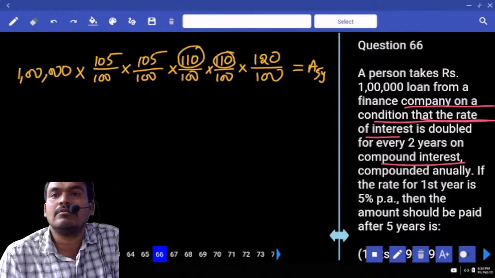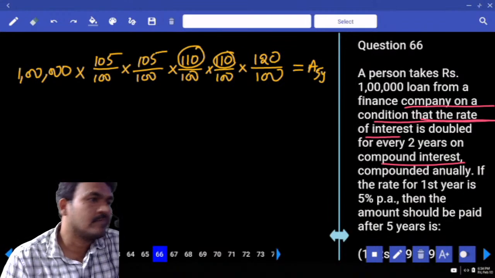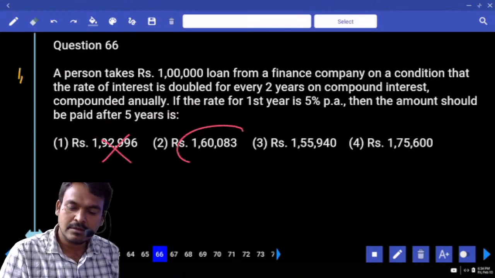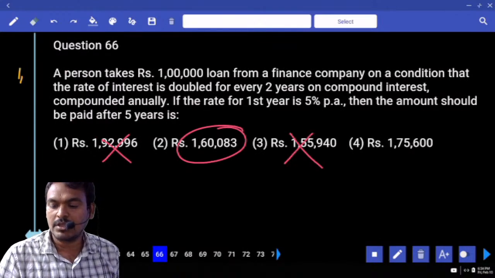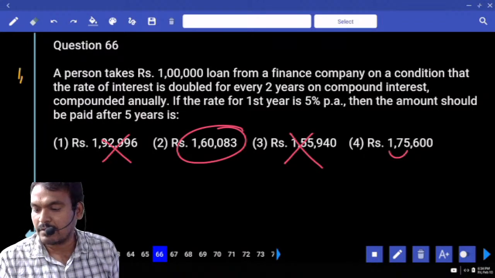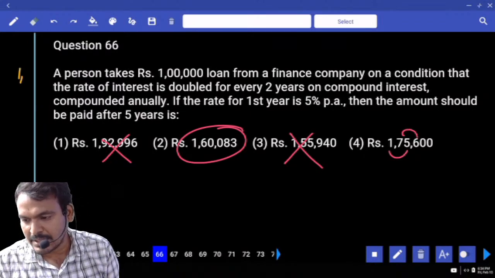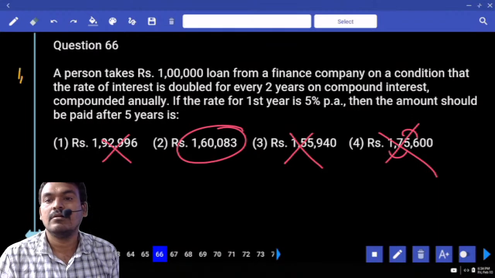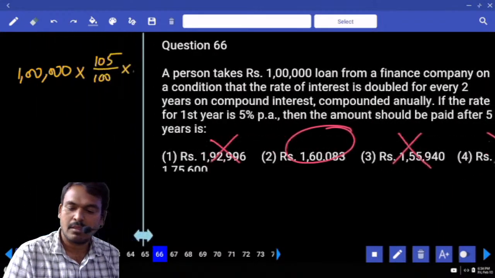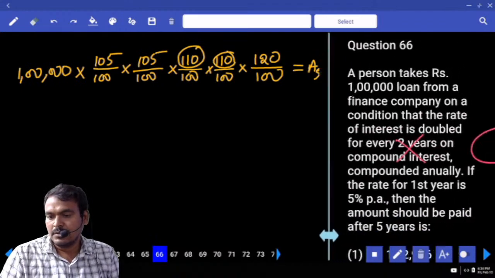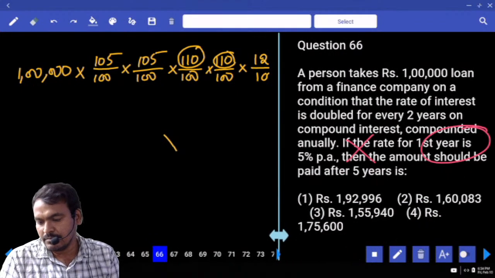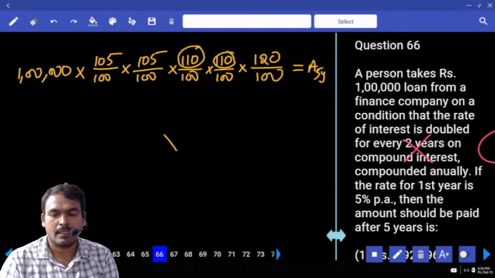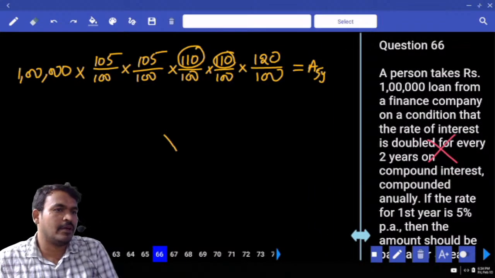110 is 11 multiple, or not? Yes or no? First option is 11 multiple? No. Second option? Yes. Third option? No. Fourth option? 1 plus 5 is 6, 7 plus 6 is 12, and the difference is 6. No. Then the answer is only second option, or not? Only second option, 1,60,083. Just verify the 11 multiple, or not.